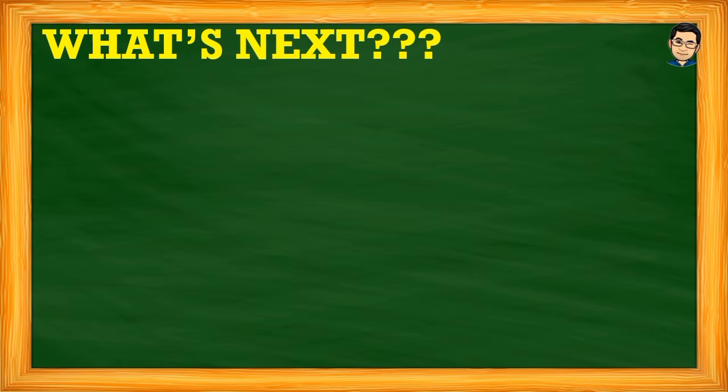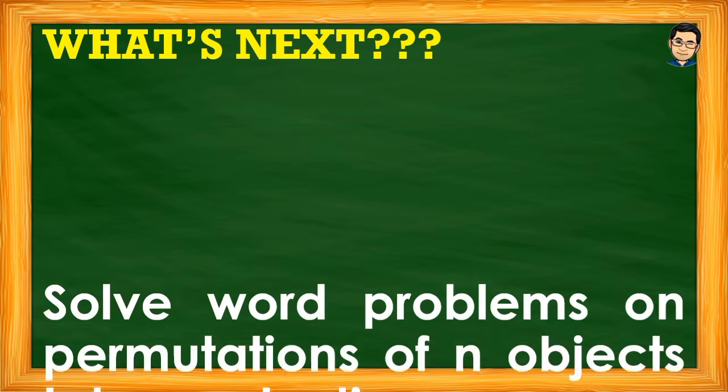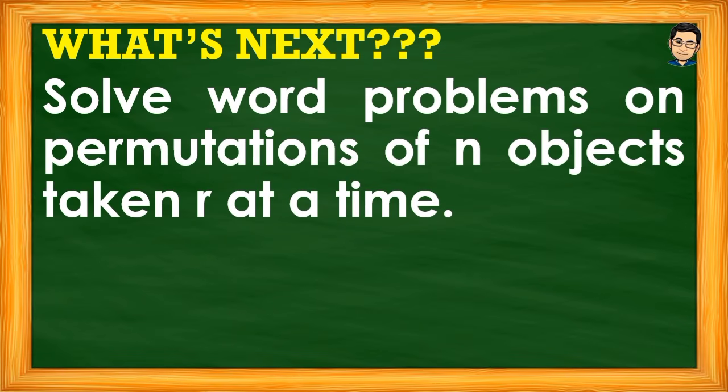So, after discussing with you the formula for permutation of objects taken R at a time, as well as yung types of permutation, distinguishable, linear, and circular, our next video lesson will be, we will be solving word problems on permutations of n objects taken R at a time.